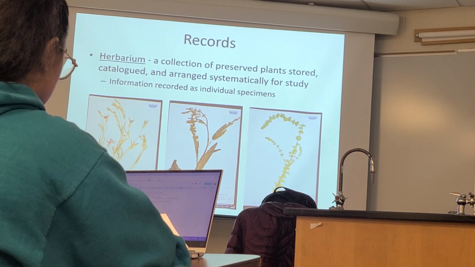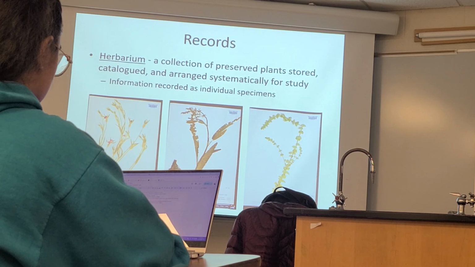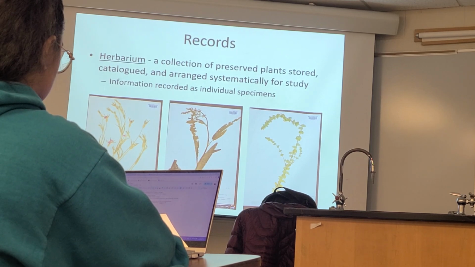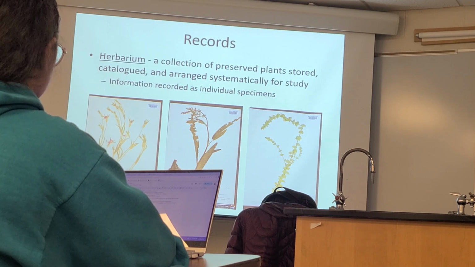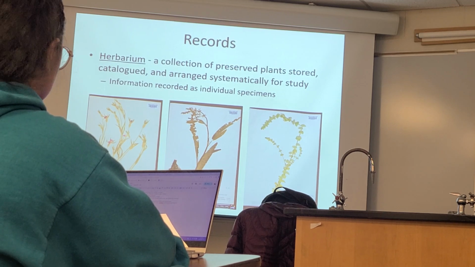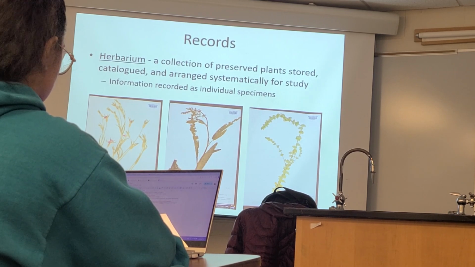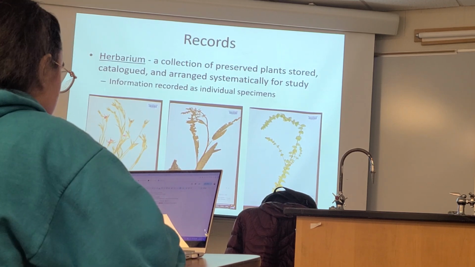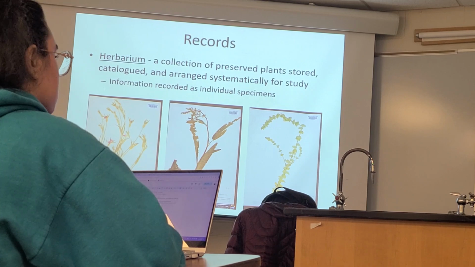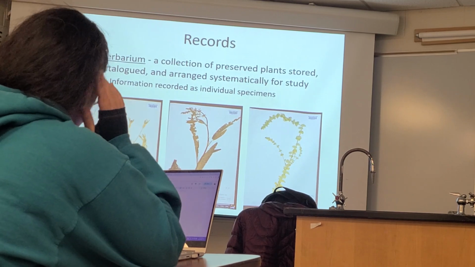Herbariums are going to be a collection of preserved plants that are stored, cataloged, and arranged systematically for study. Usually they're organized by family, and oftentimes those families will either be in alphabetical order, or they will be in order of their evolutionary history, which is how ours is organized. Inside of them, you'll find thousands to hundreds of thousands of preserved specimens. So when you collect, and you're going to do a collection in a lab, you'll get a feel for how these specimens are actually made and the proper way to do them.